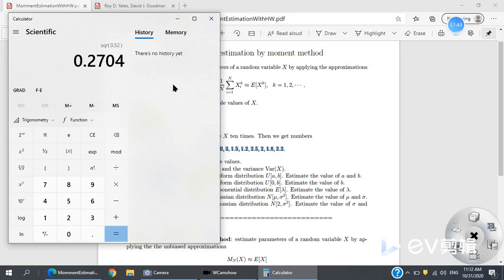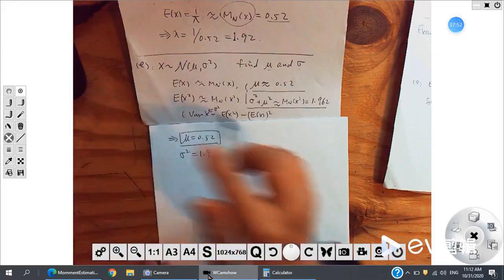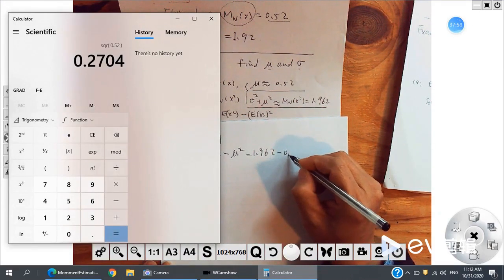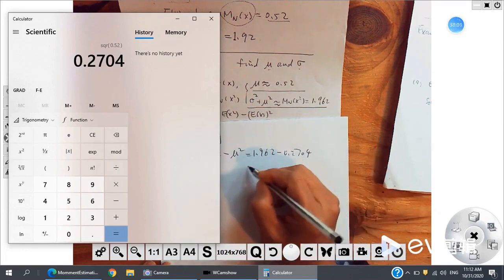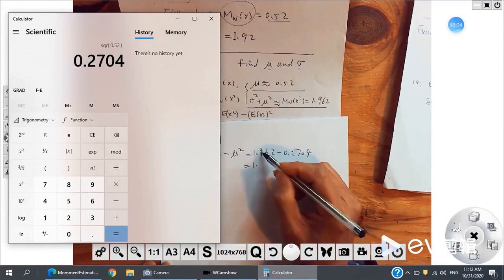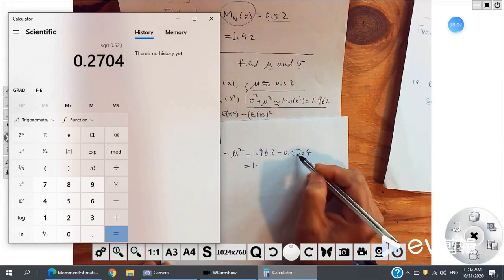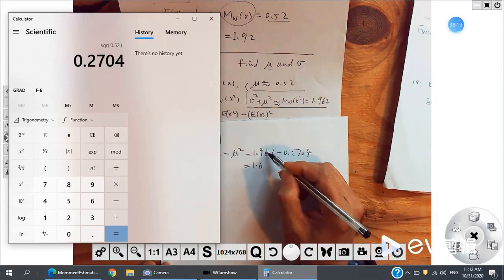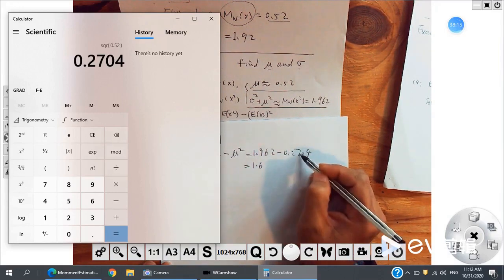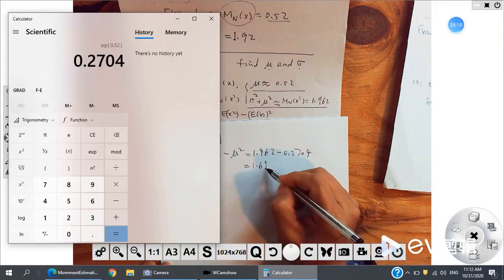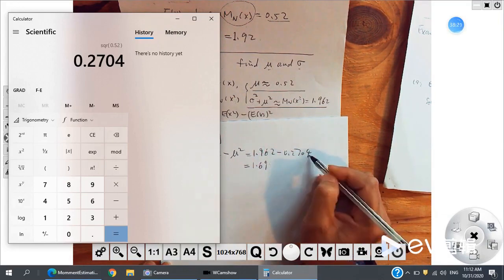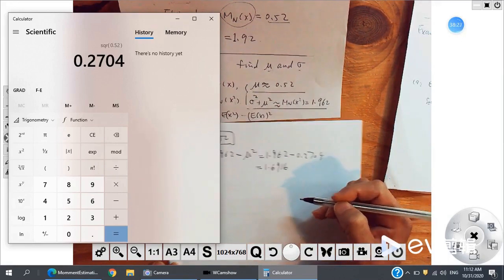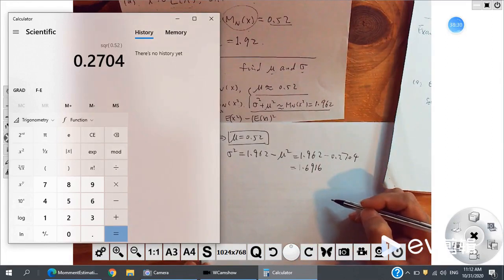Okay, let me write. Minus the square is 0.2704, and this one, 1.9 minus 2, I get 8, but I need to give one more to the 7, so this is 6, and I give 1 to here. I have 16 minus 7, I have 9. And 2 minus 0 is still 2, but I give 1 to the next 4. Okay, this is sigma squared.